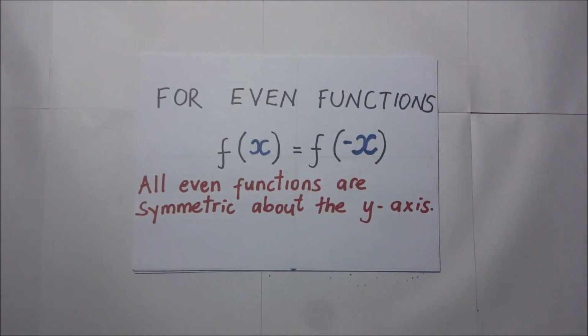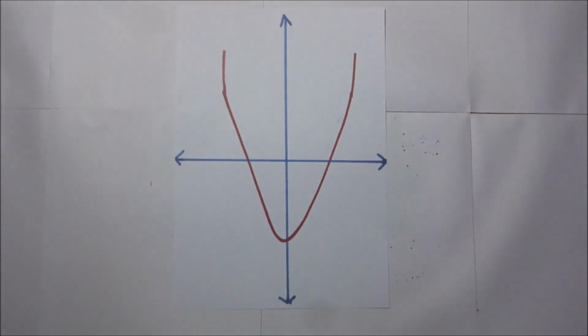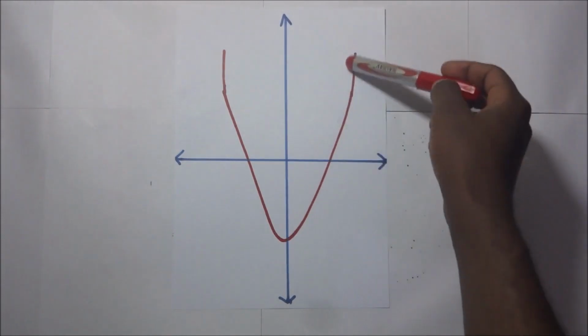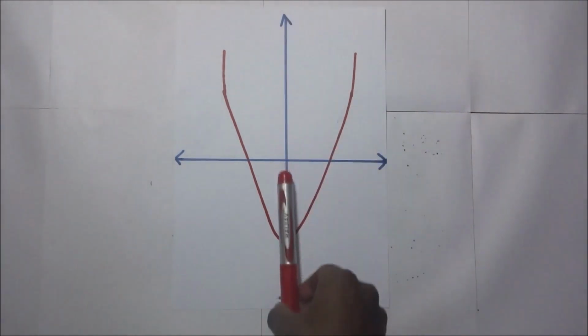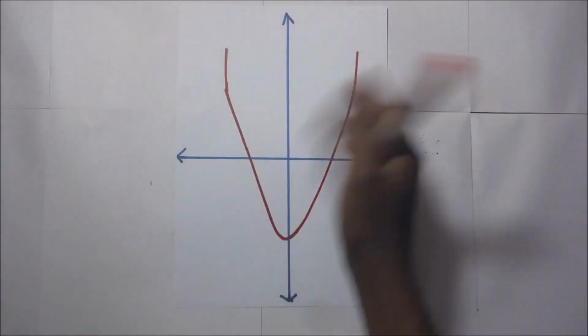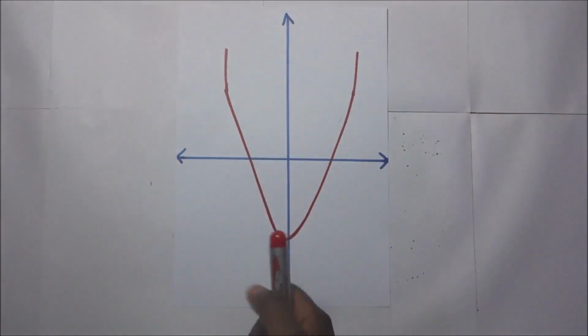All even functions are symmetric about the y-axis. By saying that they are symmetric about the y-axis, it's like saying the y-axis is like a mirror, or a line that divides the function into two equal parts. Let's take a look at a few graphs to illustrate this further. If you look at this graph, this is a quadratic graph. This quadratic graph is an even function. Why is it an even function? It is symmetric about the y-axis. In other words, the y-axis divides it into two equal parts. This is what we mean.